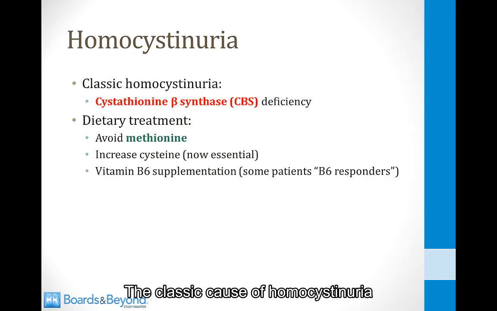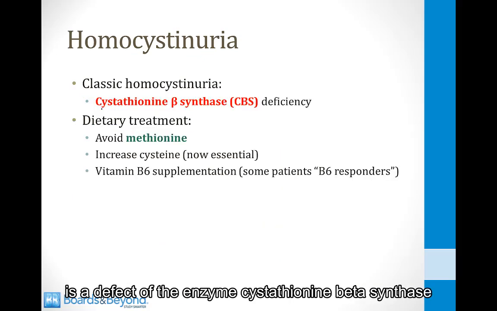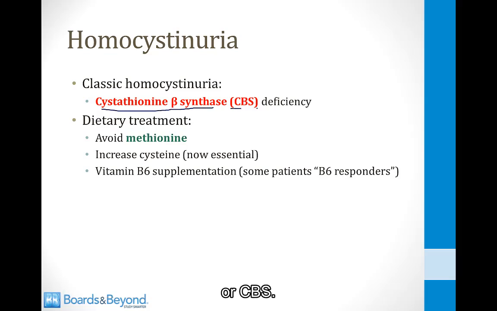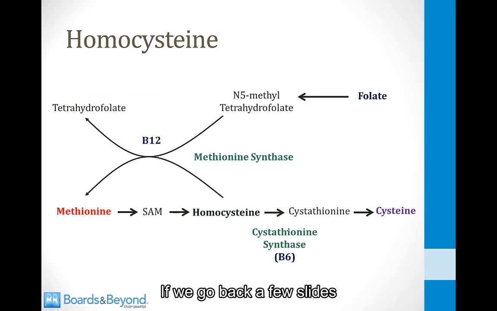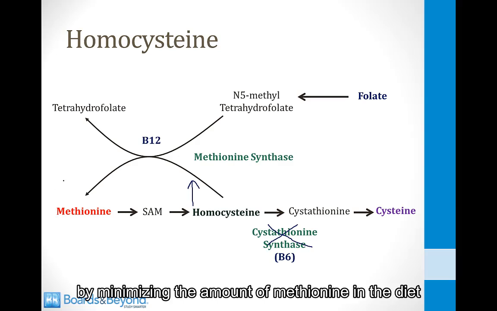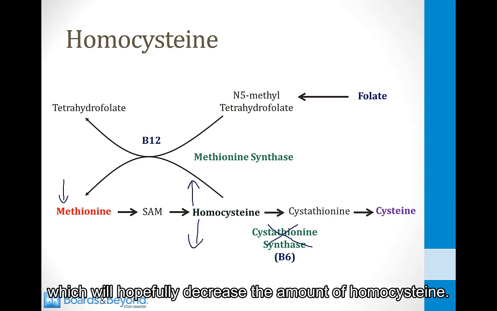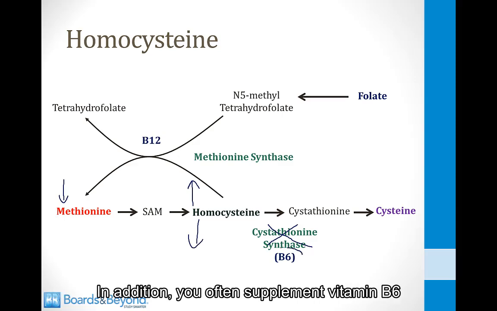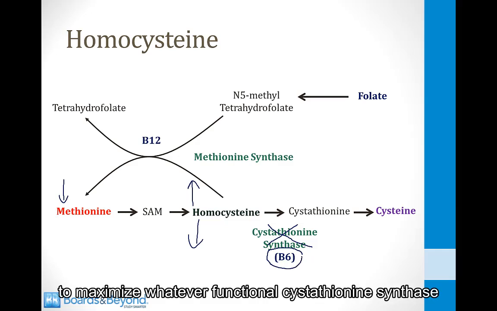The classic cause of homocystinuria is a defect of the enzyme cystathione beta synthase, or CBS. If we go back a few slides, this is the enzyme that's deficient in classic homocystinuria. Thus, the levels of homocysteine get very, very high. You can treat this disorder by minimizing the amount of methionine in the diet, which will hopefully decrease the amount of homocysteine. In addition, you often supplement vitamin B6 to maximize whatever functional cystathione synthase is still present.